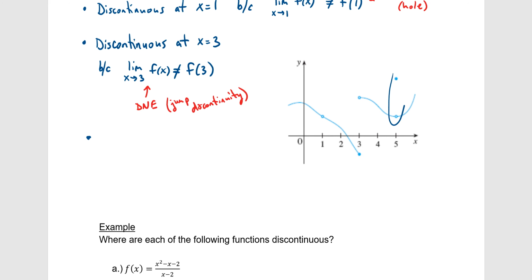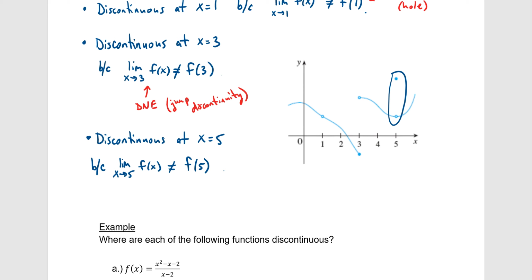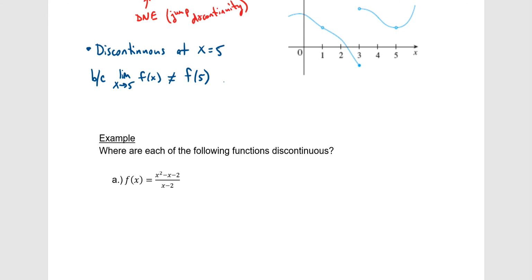Okay, next one, as we are scanning, it looks like we get to x equals 5, a discontinuity at x equals 5 here. And just like before, that's because the limit of f of x as x approaches 5 does not equal f of 5. In this case, they actually both exist. The limit as x approaches 5 is whatever this y value would be at the hole, and f of 5 would be whatever this y value for that filled in circle would be. So they're not equal, so it's discontinuous.